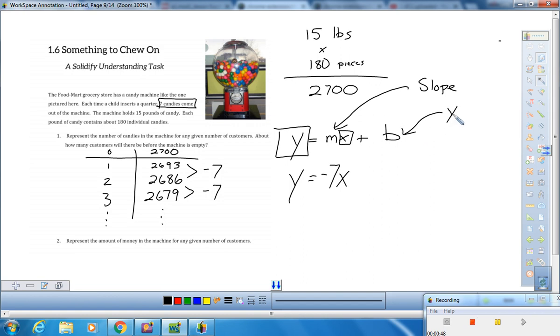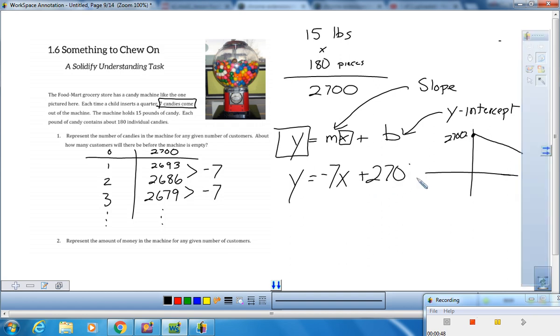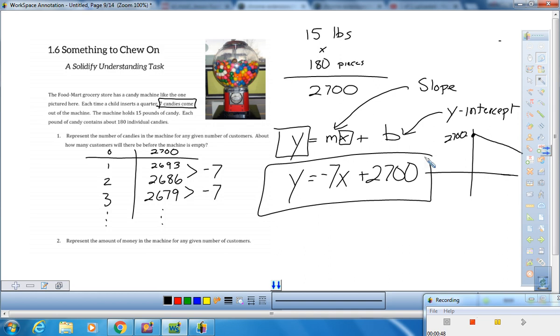Well, that's the y-intercept. But really, what does that mean? It's where we start. In this equation, we would have been starting right here and going down ever so slowly. This would be 2,700 candies. So that is where we begin. And that's the best way to represent it. Now, you could put C equals, so the number of candies equals -7 times N, the number of customers, plus 2,700. That's fine. I don't care what you call your input and your output variables.